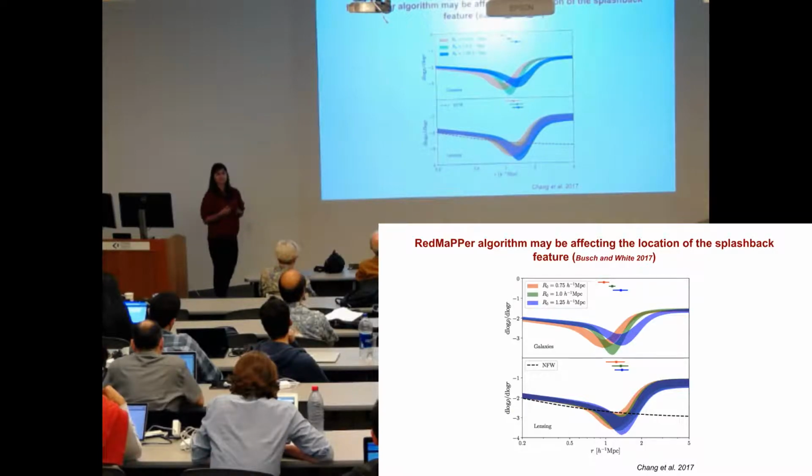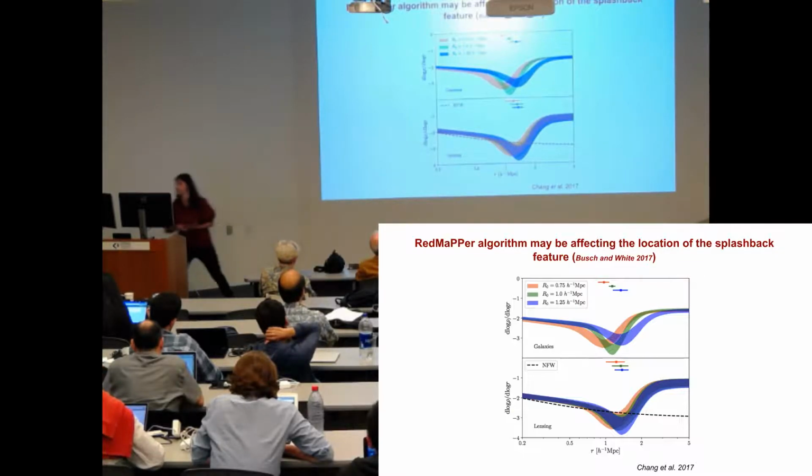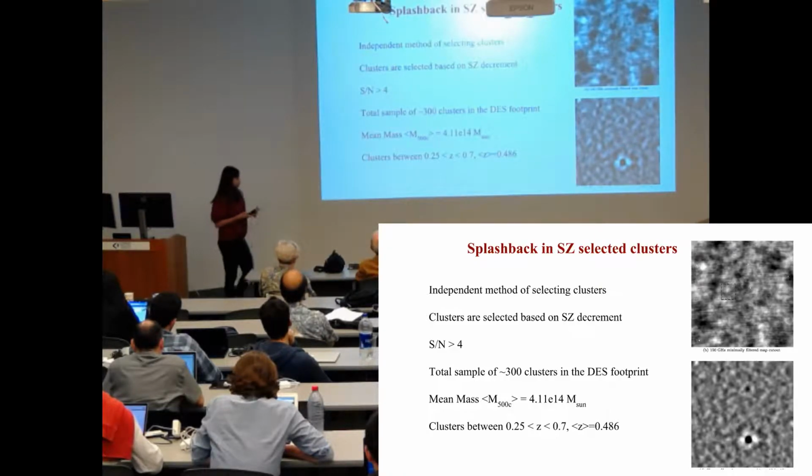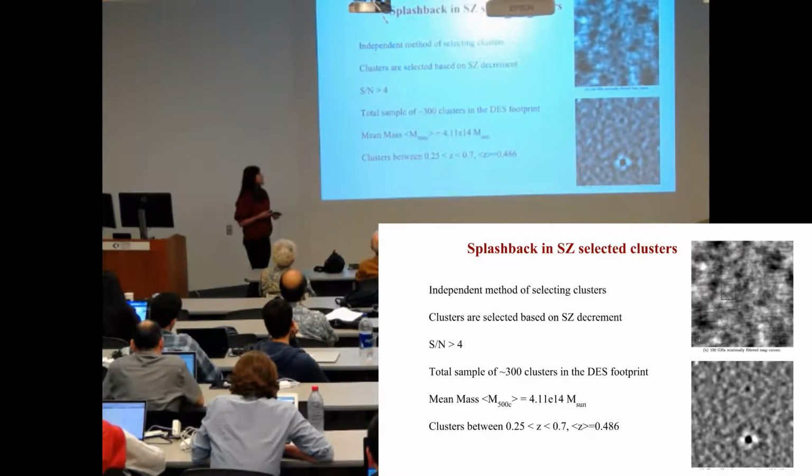So we're currently trying to disentangle this effect and see in mocks of redMaPPer where that goes. But alternatively, the other approach that we have taken is to change our method of cluster selection. So instead of using redMaPPer or optically selected clusters, there's a lot of data in which clusters are selected in different ways.